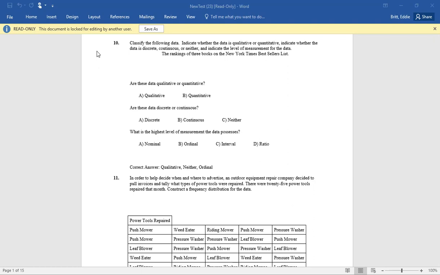Number 10. Classify the data, indicate whether the data is qualitative or quantitative, indicate whether the data is discrete or continuous or neither, and indicate the level of measurement for the data. Remember, if it's nominal or ordinal data, then it's not discrete or continuous. So let's see what kind of data it is. The ranking of 3 books on the New York Times bestseller list.